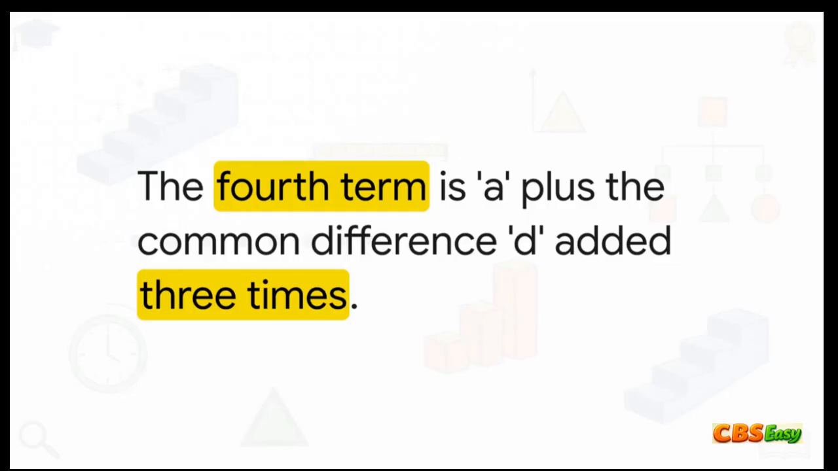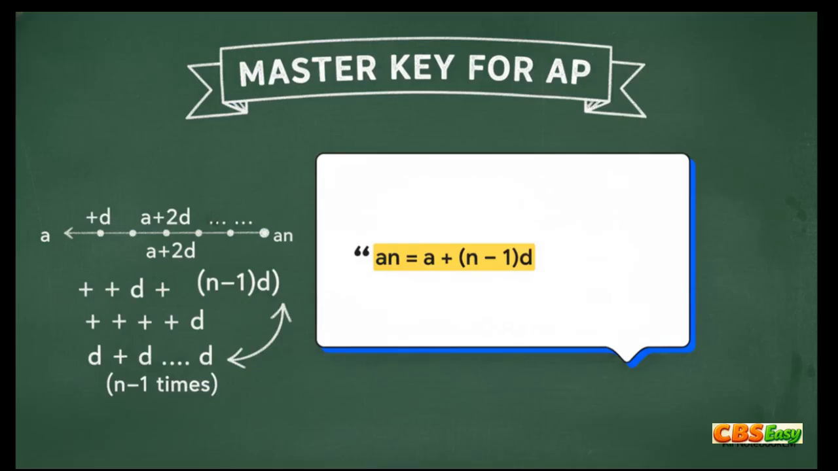Are you seeing the pattern here? For the fourth term, we take the third term and, you guessed it, we add D one more time, which gives us A plus 3D. Notice how the number of Ds you add is always one less than the term number you're trying to find? And that little pattern right there leads us straight to the master key, the formula that unlocks any AP.